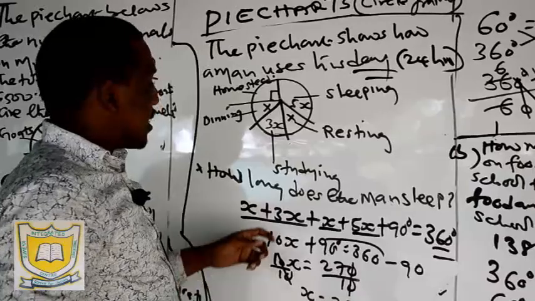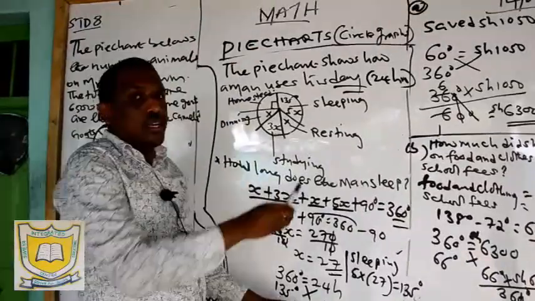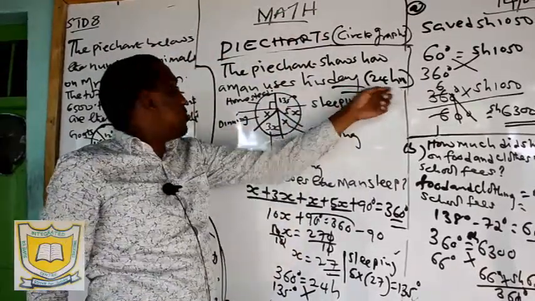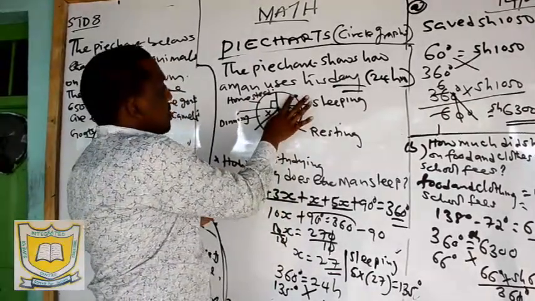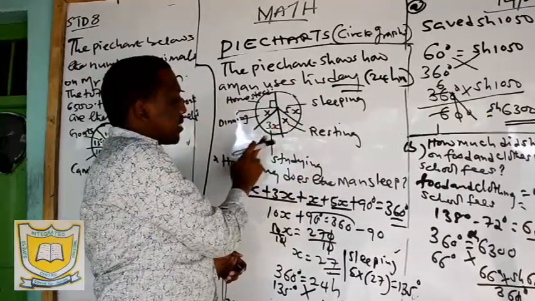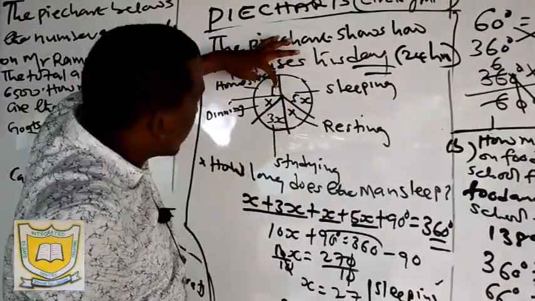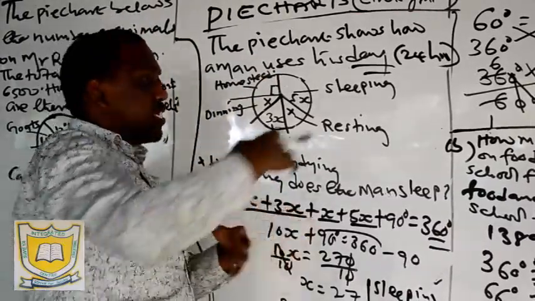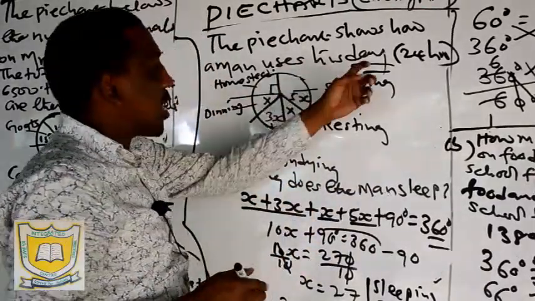So now they're asking how long does the man sleep. We are told the pie chart below shows how a man uses his day, 24 hours. This is the pie chart now. Here you are given sleeping 5x, resting x, studying 3x, dining x, homestead. Here is 90 degrees. That's a right angle. You know, a right angle normally has this box. So now we did degree, 360 total degrees. Total percentage, 100%.